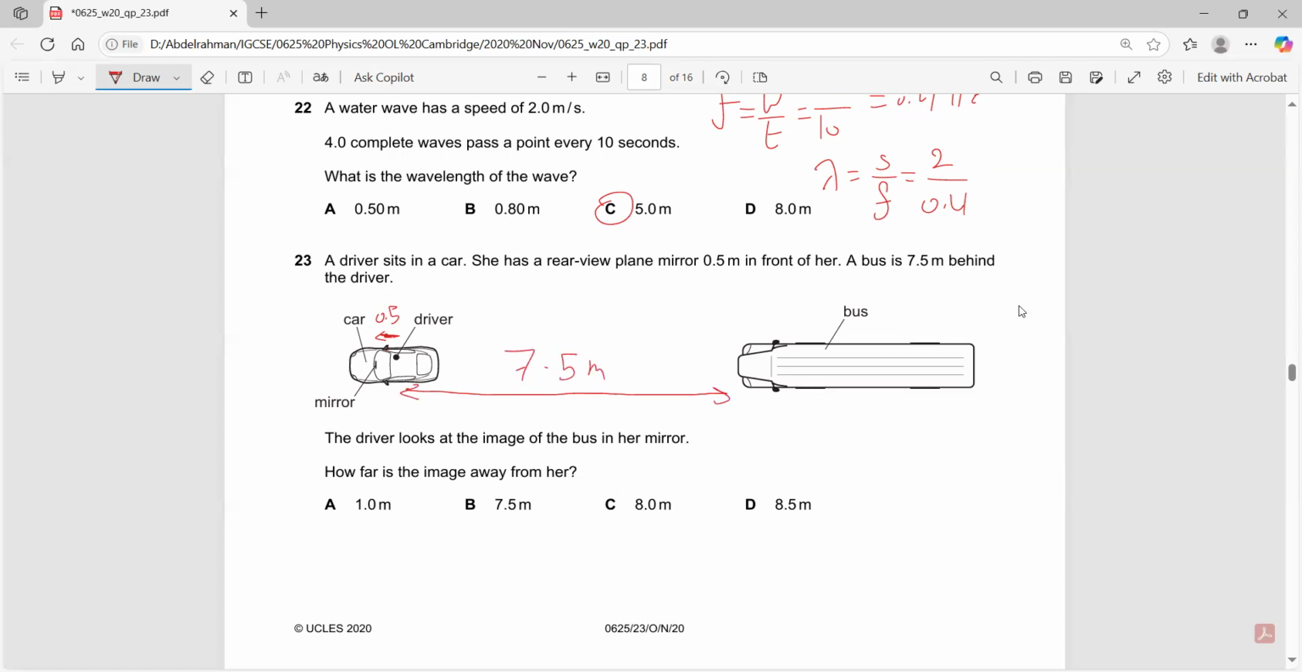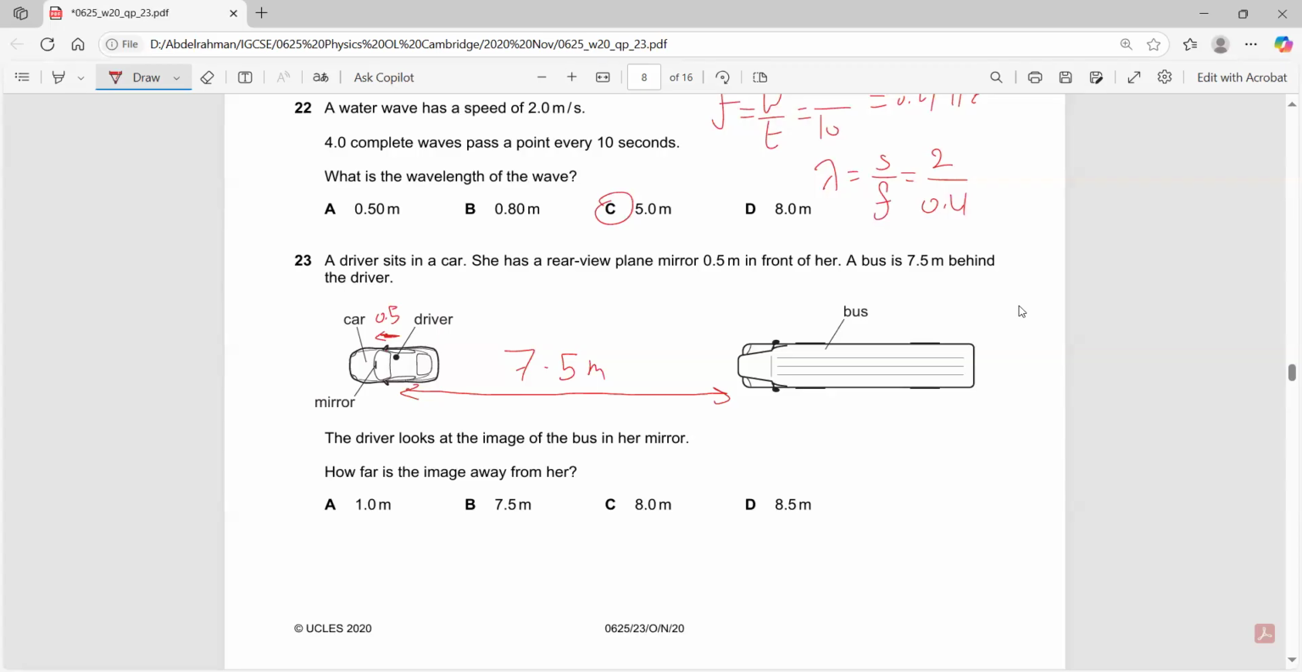The driver looks at the image of the bus in her mirror. How far is the image away from her? If you say 7.5, I'd understand it, but it's wrong. Why? Because 7.5 is the distance from the driver to the bus, which is wrong.